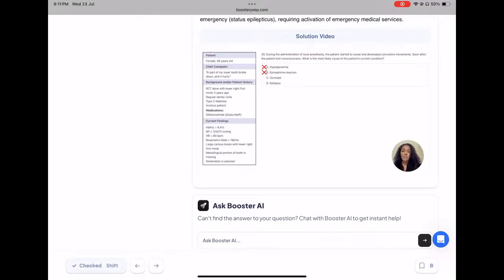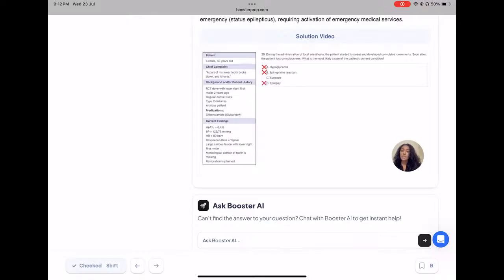Option D reads epilepsy. So this is a CNS disorder where the brain activity becomes abnormal and it causes seizures or periods of unusual behavior, sensation, or lack of awareness. If the epileptic episode lasts more than 5 minutes, it's a medical emergency called status epilepticus. So emergency medical services should be activated. But this is not the case, so this is incorrect.